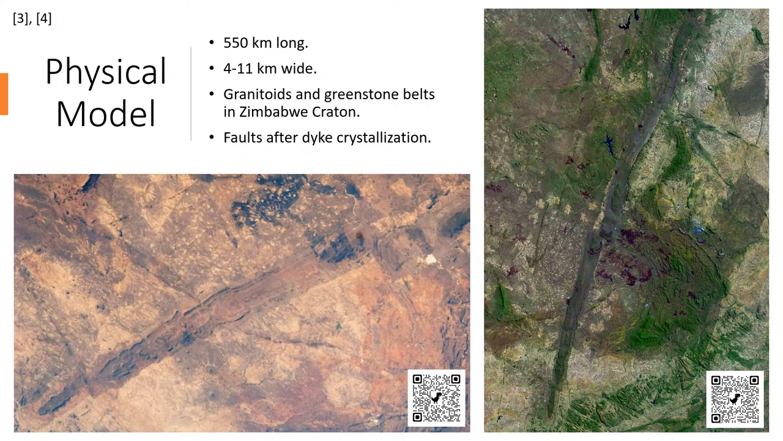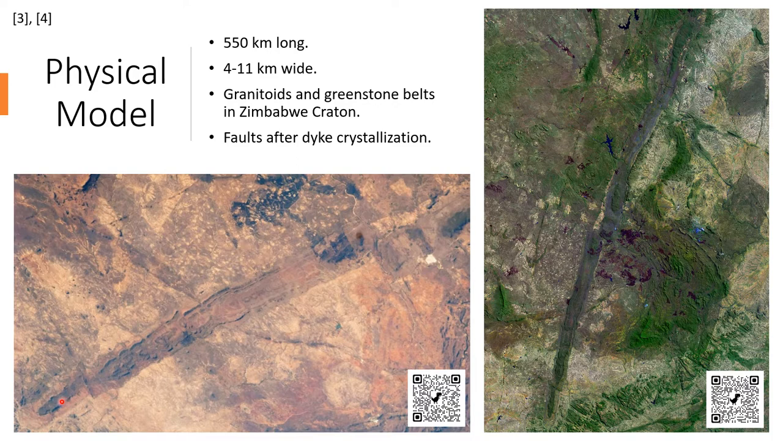So now we have a couple zoomed in satellite images. And again, for scale, this width is about 11 kilometers wide. Same here, it's all about 11 kilometers wide. And then in the south end, right here and right here, it narrows down to about 4 kilometers wide.